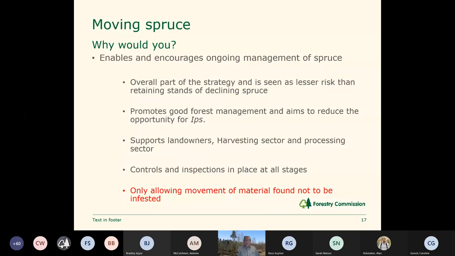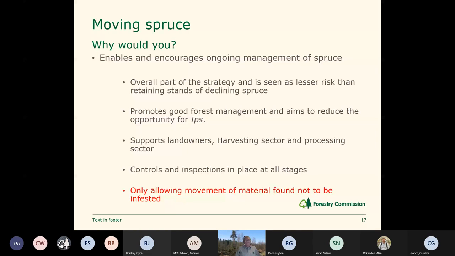That brings us on to moving spruce, and there's a question of why would you move spruce? Why would we want to be in a position where we're moving material from this demarcated area, which could possibly host the beetle, but that might be actually moving it to uninfested parts of the country? And as an explanation of that, firstly, it's an overall part of the strategy to help manage and maintain spruce health in spruce stands.